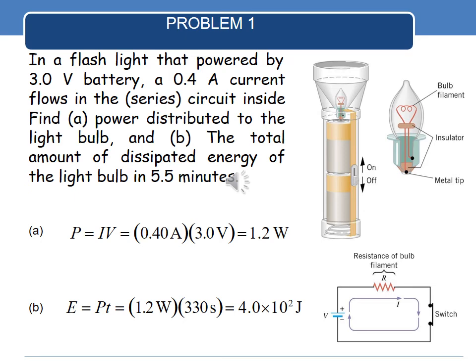1.2 watts times 5.5 minutes, converted into seconds, is 330 seconds. Then you can get the result. The total dissipated energy will be 400 joules.